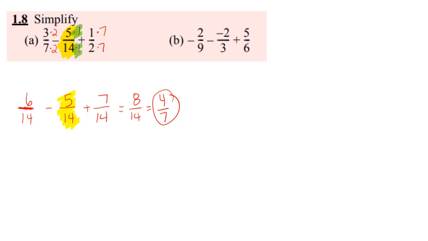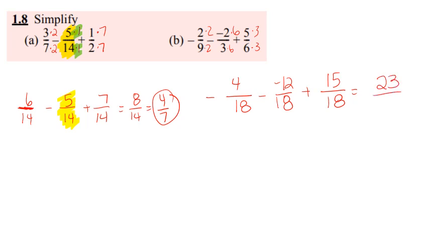Okay, moving on. The common denominator here is 18. Okay, so this is multiplied by 2, so that's going to be 4. This is multiplied by 6, so that's going to be negative 12. And then this is multiplied by 3, and that's 15. So negative 4 minus a negative 12, that's going to be 8. And then 8 plus 15 is a 23. So it's 23 over 18.